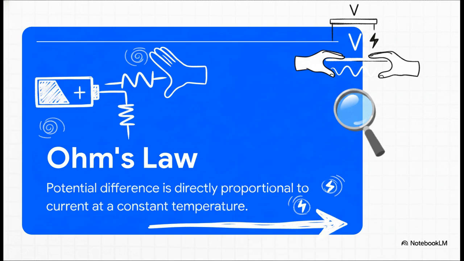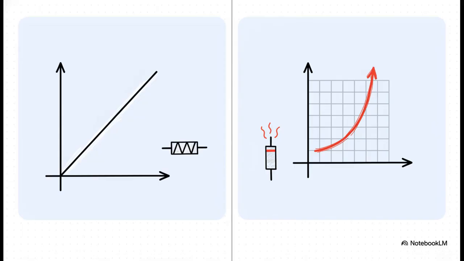Essentially, this means if you increase the voltage push, the current flow is going to increase right along with it, as long as the resistance doesn't heat up and change the rules. As highlighted beautifully in the Ciavula textbook, we can clearly see the difference between materials here.